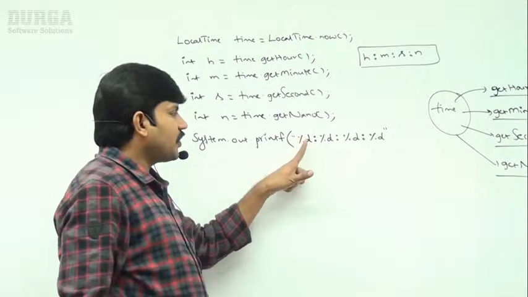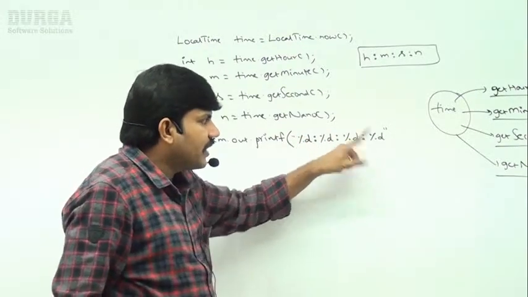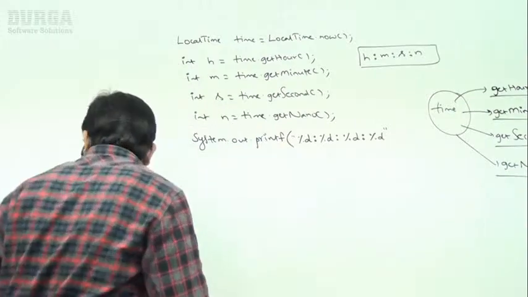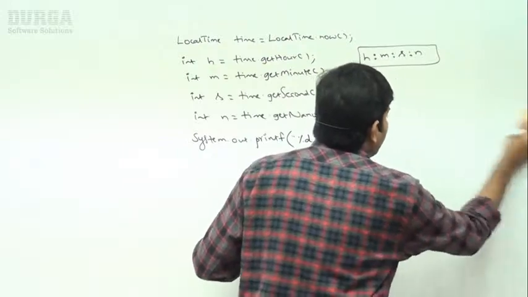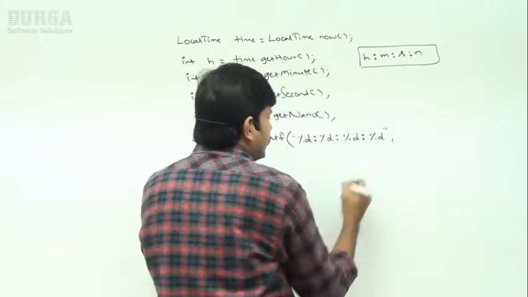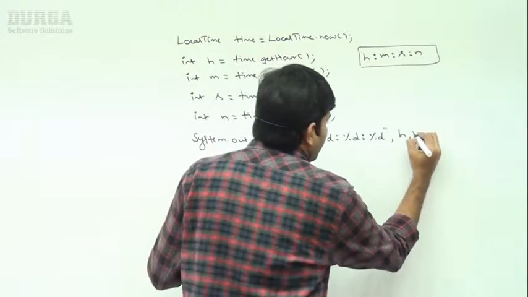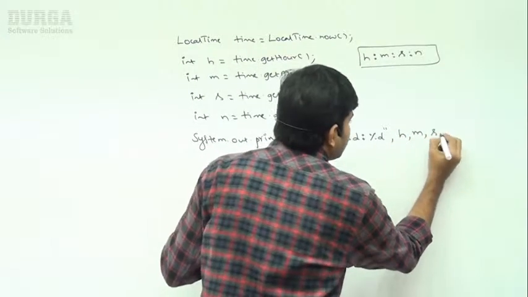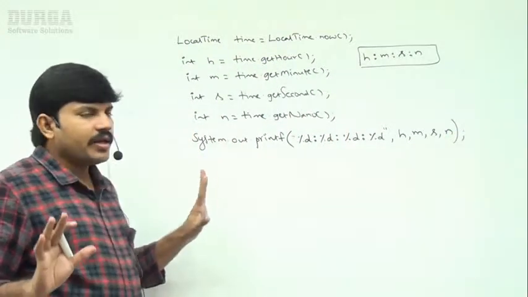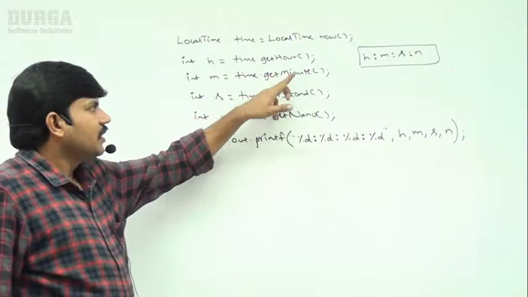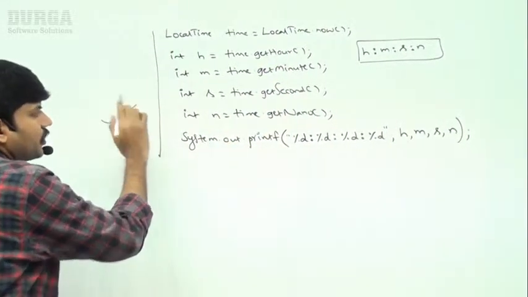Are you getting it? The first %d is meant for hour, the second %d for minute, the third for second, and the fourth for nanosecond. Is it very clear for all of you? getHour, getMinute, getSecond, getNano. These are the things you people should be aware of, sir.